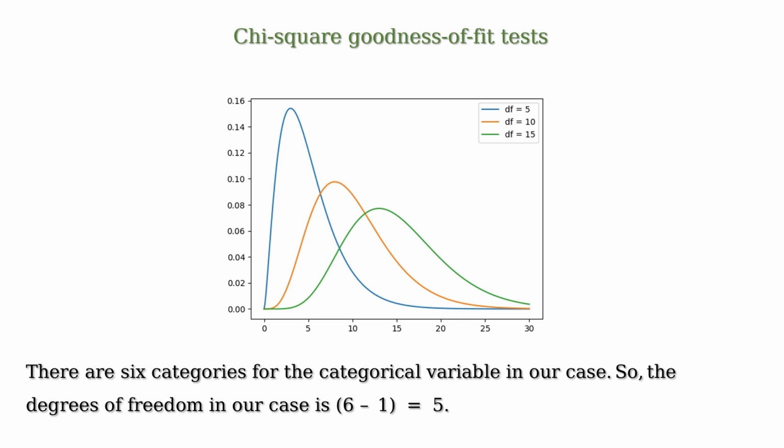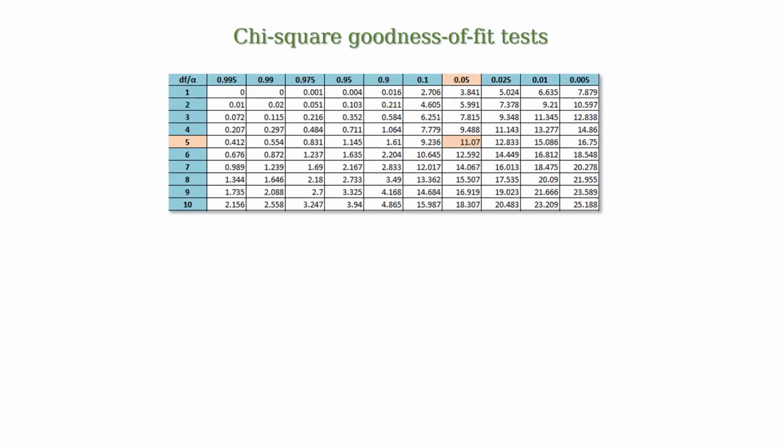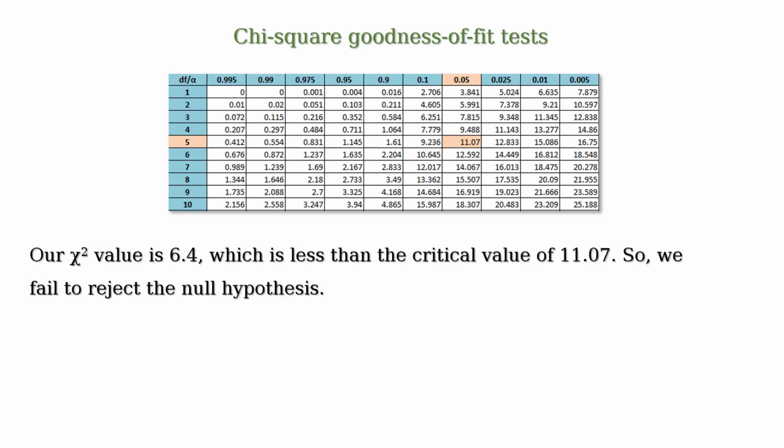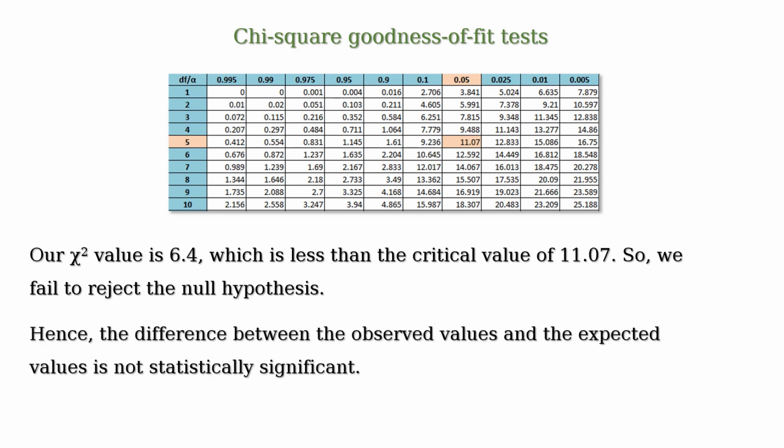Here is a chi-square distribution table. We will look at row 5 and column 0.05. We get the value 11.07. So, our chi-square value is 6.4, which is less than the critical value of 11.07. So, we fail to reject the null hypothesis. Hence, the difference between the observed values and the expected values is not statistically significant.